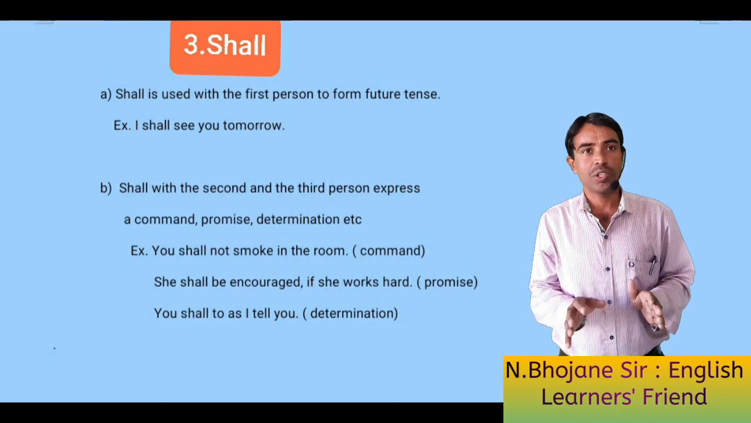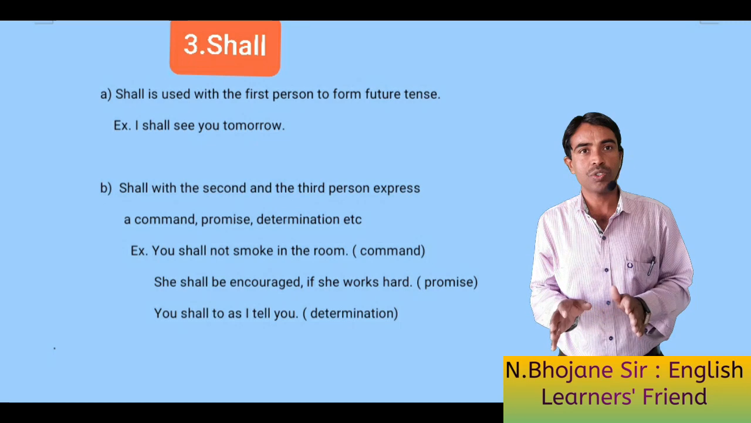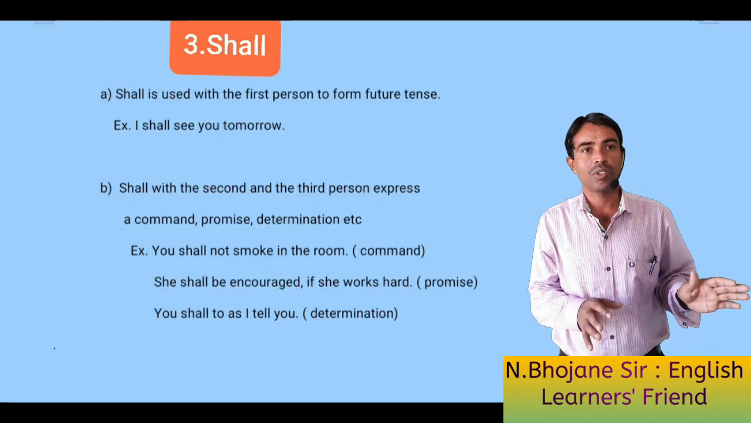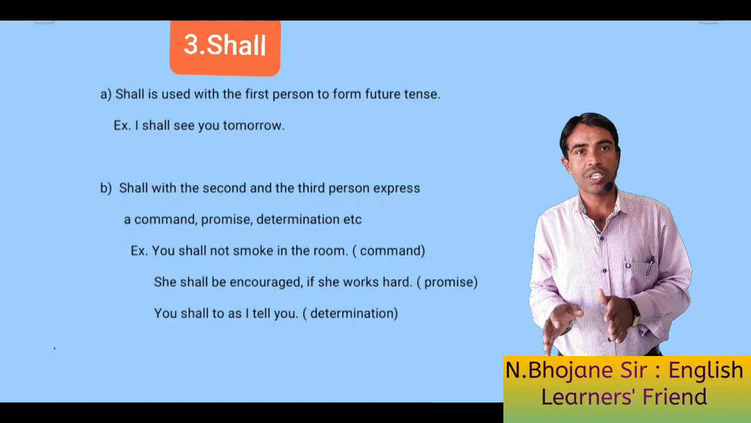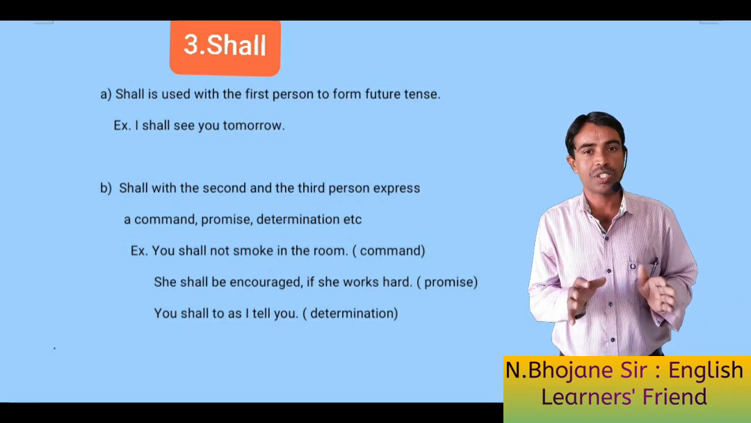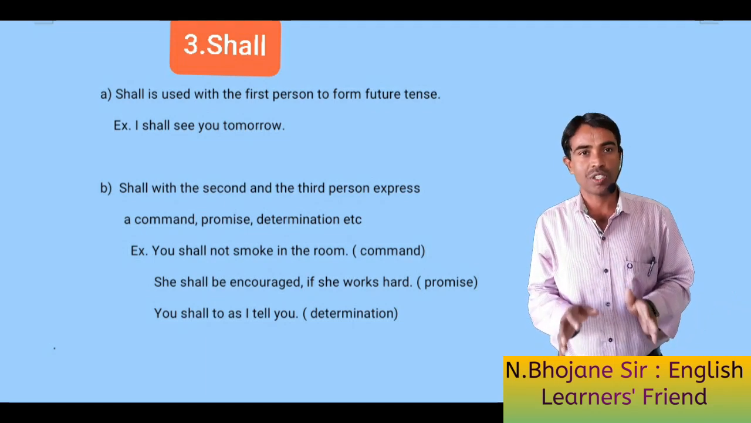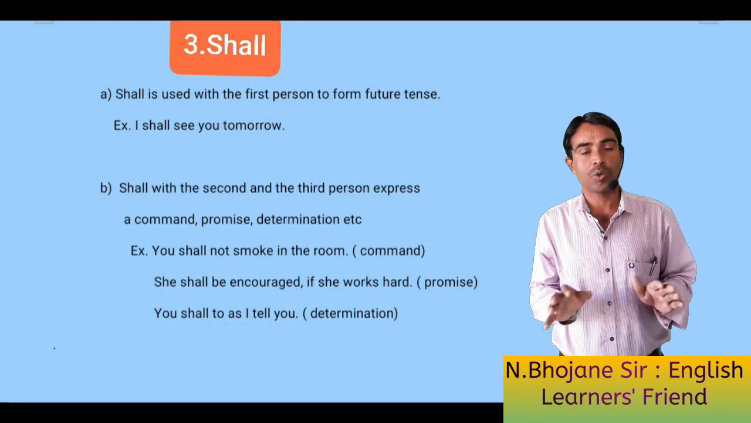Shall. Uses of shall. Shall with the first person is used to form future tense. For example, I shall see you tomorrow. Shall with the second and the third person expresses command, promise, determination, etc. For example, you shall not smoke in the room.